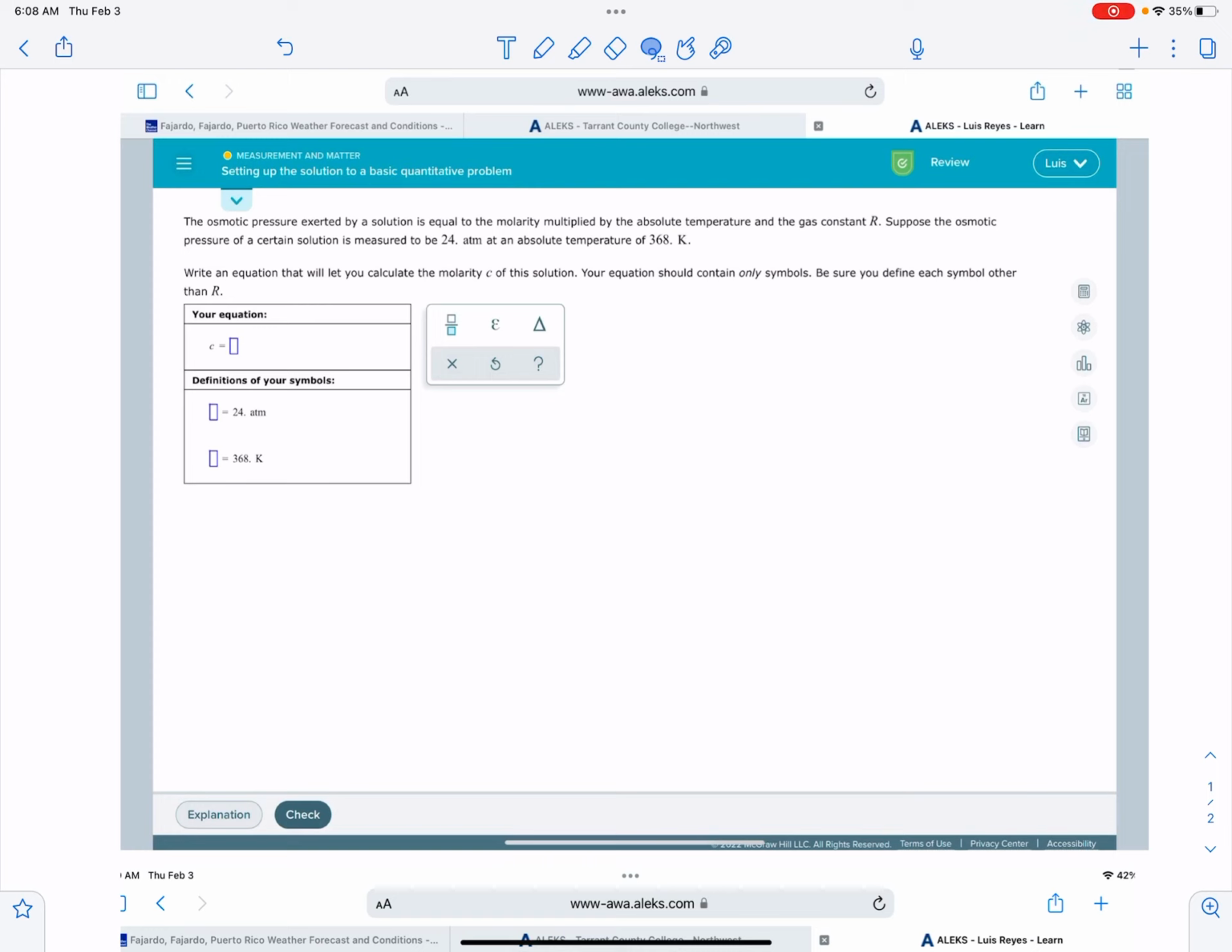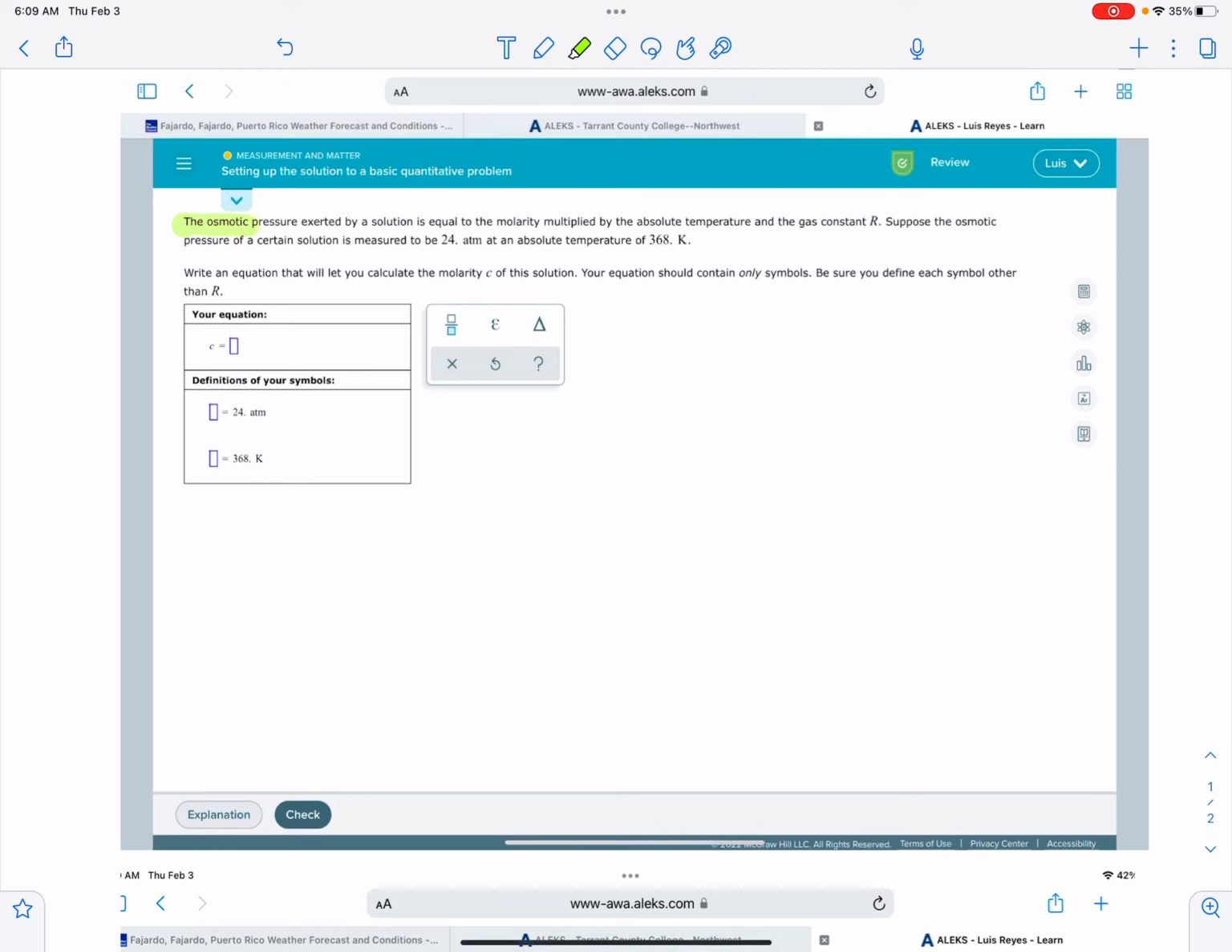So let's see how we can do this problem. Let's translate the problem first. The osmotic pressure exerted by a solution is equal to the molarity multiplied by the absolute temperature and the gas constant. So let's do that again.